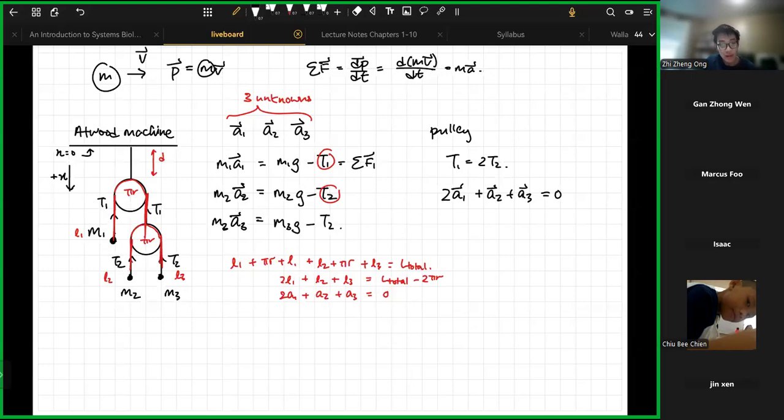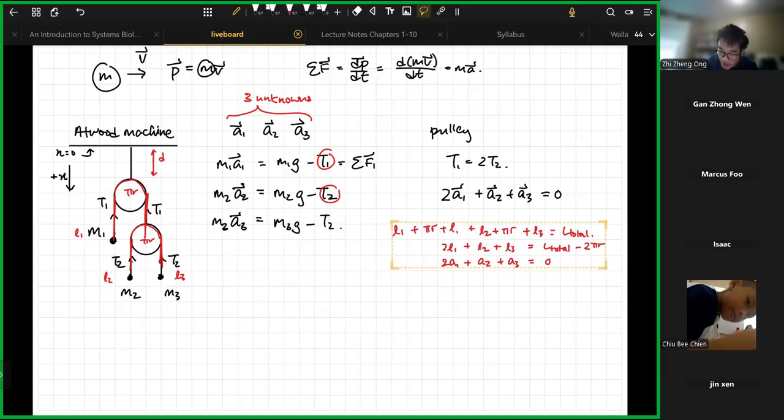So I think we have most of the ingredients. We can start to put things in. So I think for now I'm just gonna find A1, because you can also find A2 and A3, but I'm just gonna find A1. But before that, is it okay?